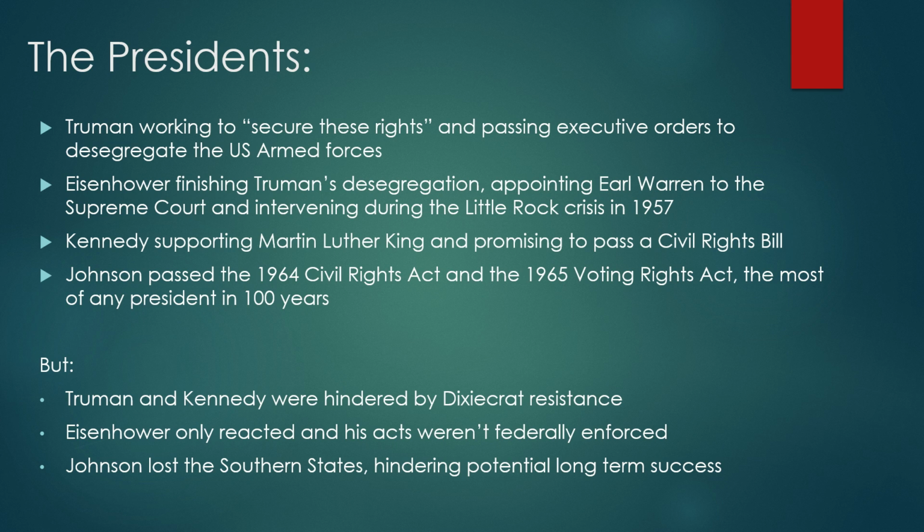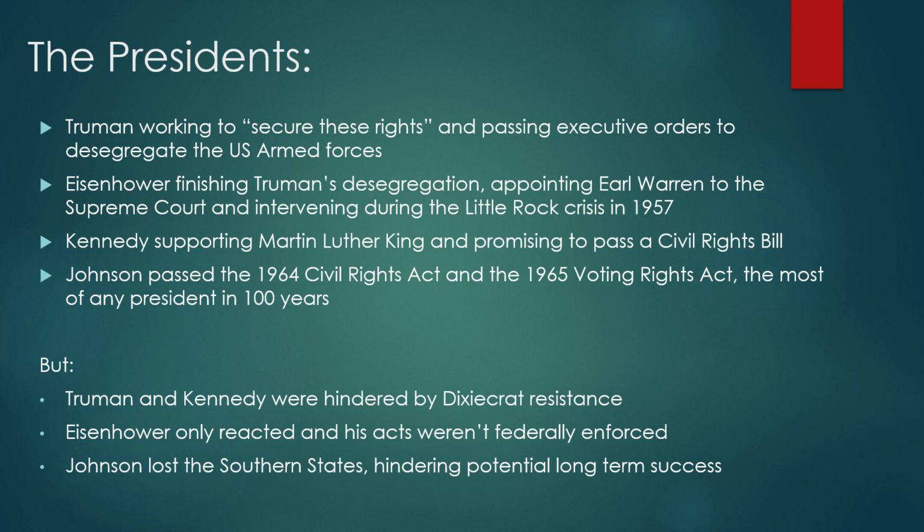Then we have Johnson, who, for all the presidents here, is the one who finally got lots of significant legislation passed, the Civil Rights Act and the Voting Rights Act most prominently. It's worth noting this is the most any president's done since the days of Lincoln and Ulysses S. Grant, so about 100 years before. So there's a lot of progress quite clearly that Johnson's shown here. We can't overlook that. We have to understand this is a lot that was done. Johnson can be given a lot of credit for that.